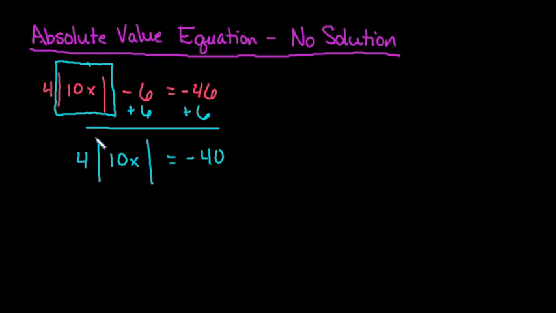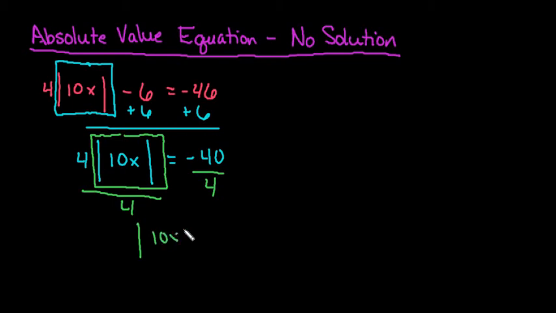Our absolute value is still not completely by itself. So this part right here is still not completely by itself. So we would have to divide both sides by 4. And with this, we end up with the absolute value of 10x equals -10.